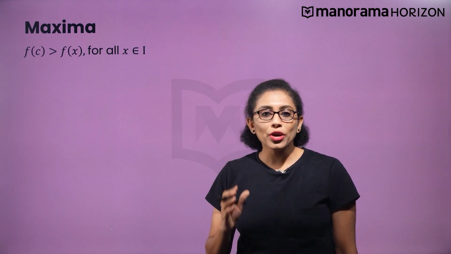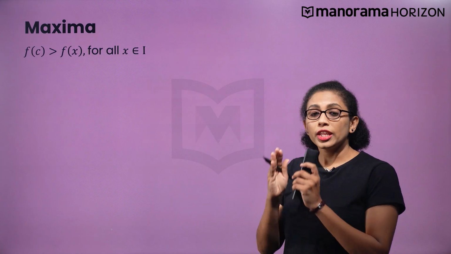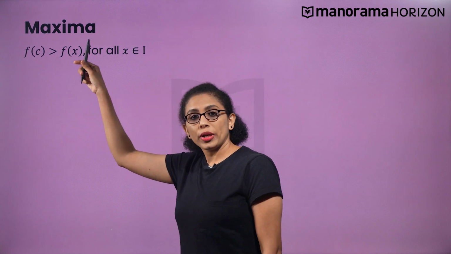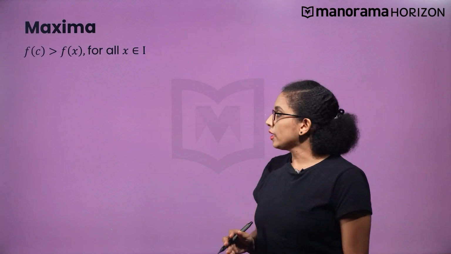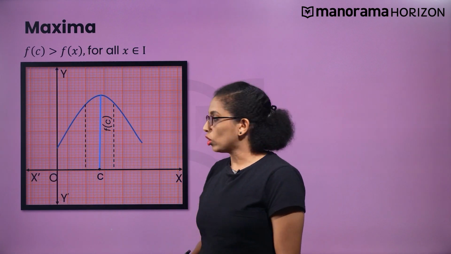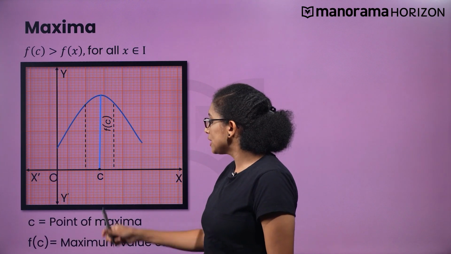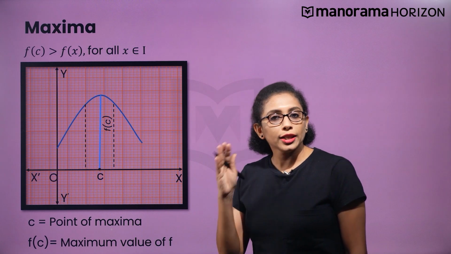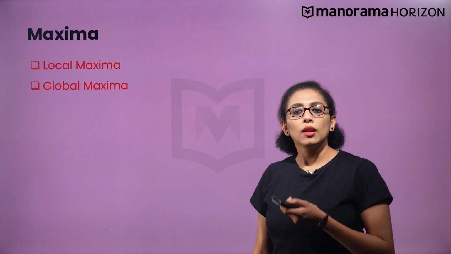Let f be a function defined on an interval I. Then f is said to have a maximum value in the interval I if there exists a point c such that f(c) is greater than f(x) for all x in I. The number f(c) is called the maximum value of f in I, and the point c is called the point of maximum value of f in that particular interval. Mainly, maxima are of two types: local maxima and global maxima.